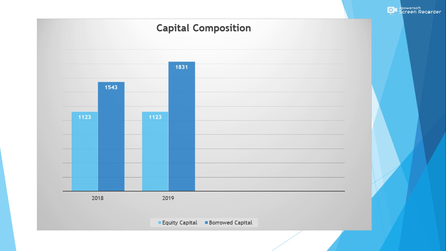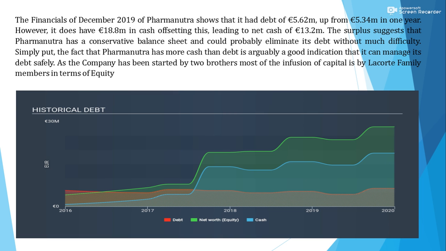The comparison between equity and borrowed capital has been given here. The equity is the same, as you can see in 2018-2019 nothing has increased, but borrowed capital increased from 1,543,000 euros to 1,831,000 euros. The company is showing debt at the end of 2019 amounting to 5.62 million euros, which is up from 5.34 million euros.